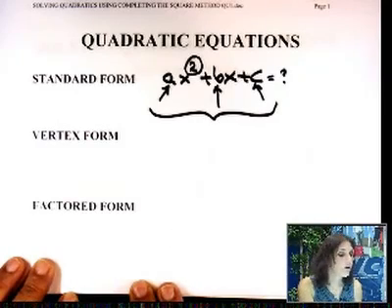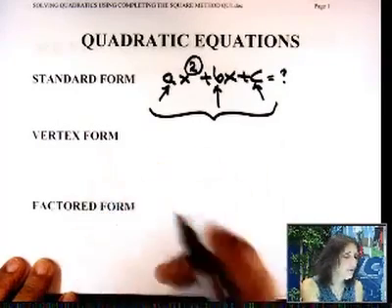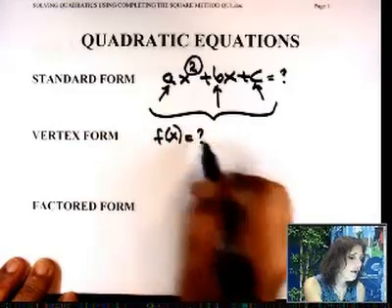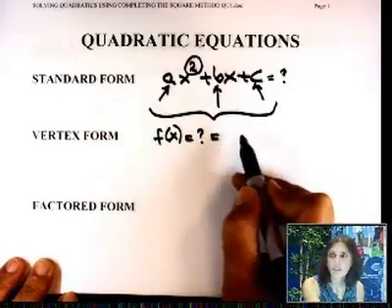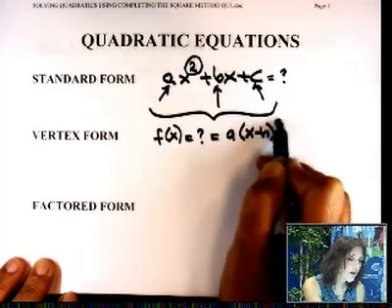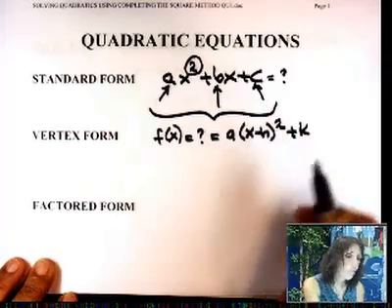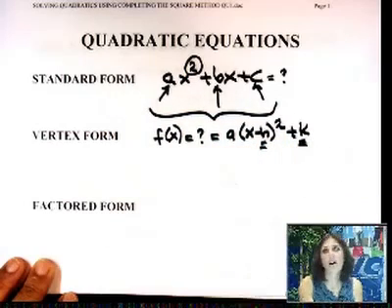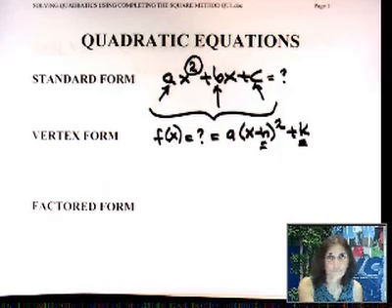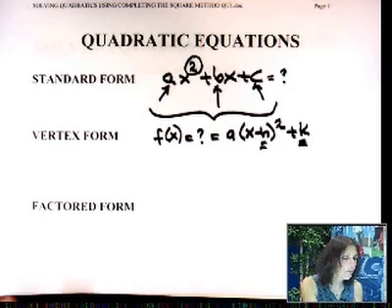When you put the quadratic equations in vertex form, you're going to have something like this: f of x equals something, and then that's going to be in the vertex form a number, a(x minus h) squared plus k, where h, k are the coordinates of your vertex. What is a vertex? We'll talk about that.